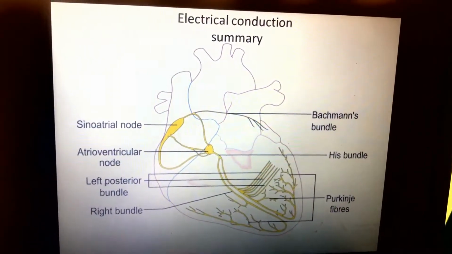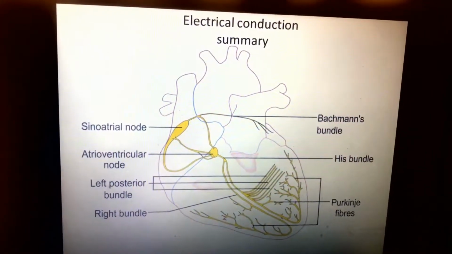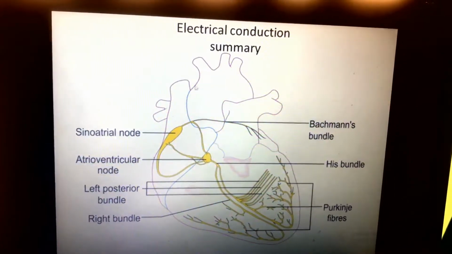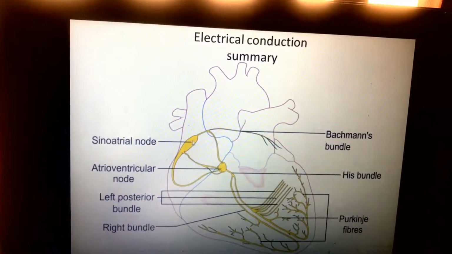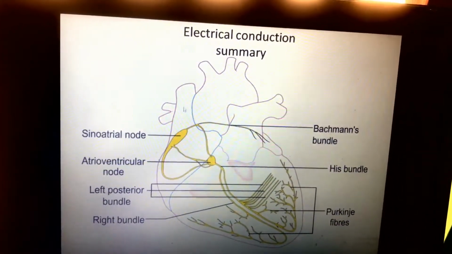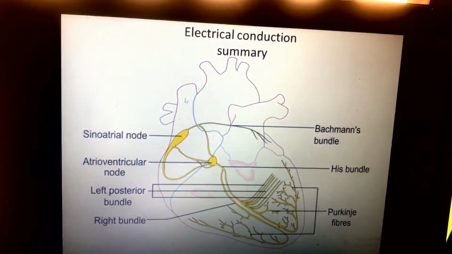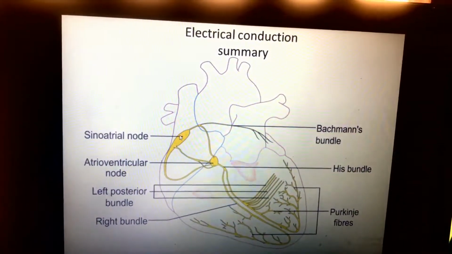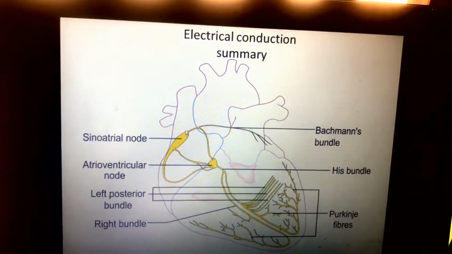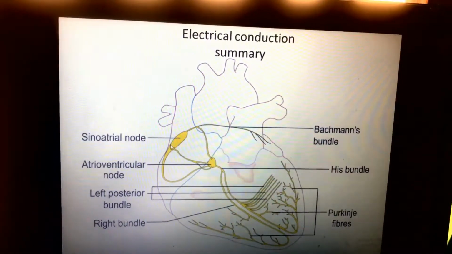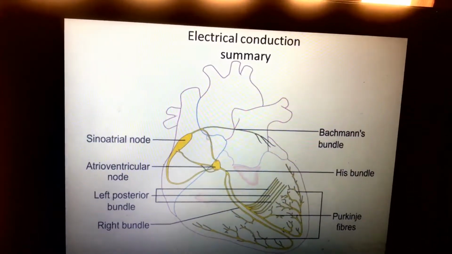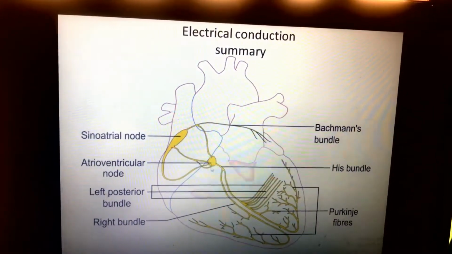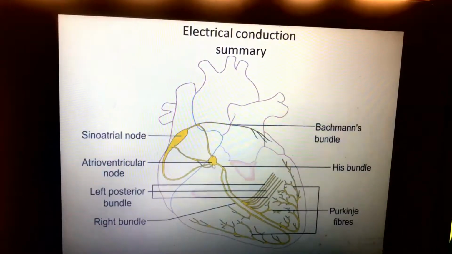Okay, let's continue with electrical conduction. Let me explain it via the image here. Now we can see the sinoatrial node. The sinoatrial node will be stimulated by the entry of blood via the vena cavas. Now the sinoatrial node will initiate the influx. Now the impulses will pass and will be collected in the atrioventricular node.